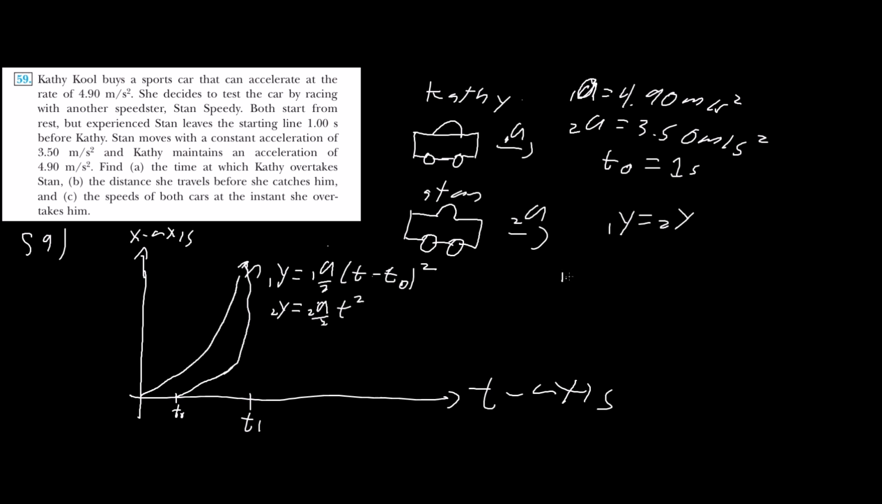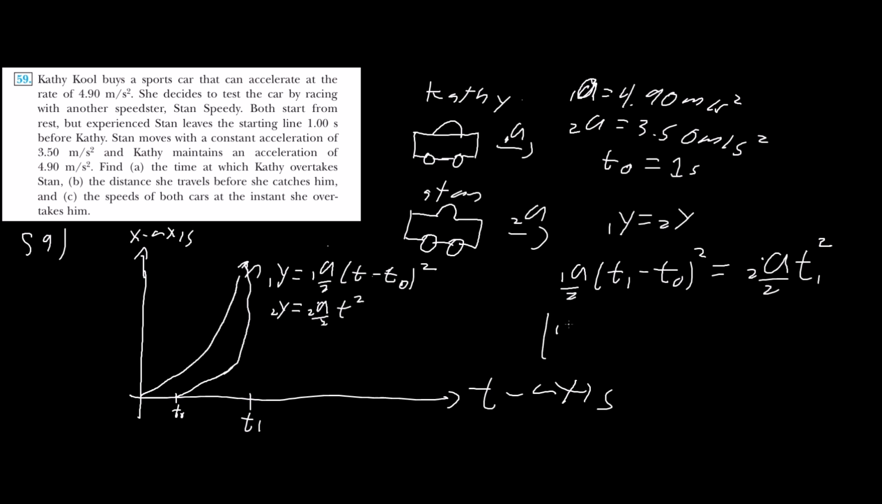We're going to find the time it takes, call it T1, for y2 to be y1. So a1 over 2 times T1 minus t naught, squared, has to be equal to a2 over 2 times T1 squared. So that T1 is the time it takes for the positions to match, for Kathy to match up with Stan. And so all you have to do is solve for T1. I guess it's a bit involved.